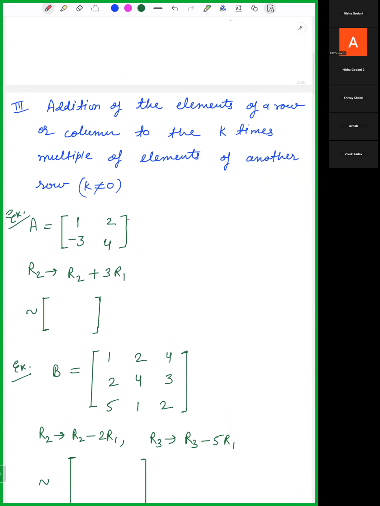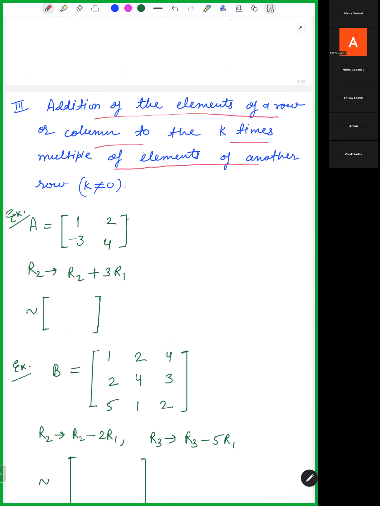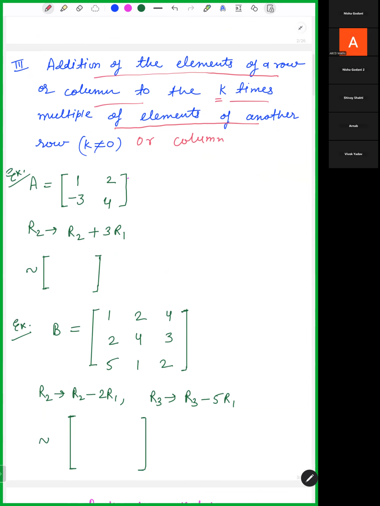Now see the third operation. So what is this? It is the addition of elements of a row or column to k times the elements of another row or column, and this k is non-zero. So what does it mean?